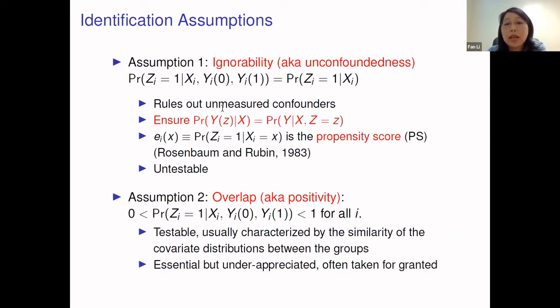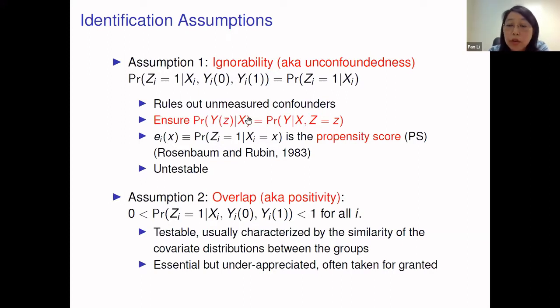What does this really say is just rule out unmeasured confounders, okay? And so under this ignorability, you will see, from just the pure probability perspective, that ignorability essentially assumes that the conditional distribution of the potential outcome Y(z) is identifiable by the distribution of the observed Y in the treatment group z.